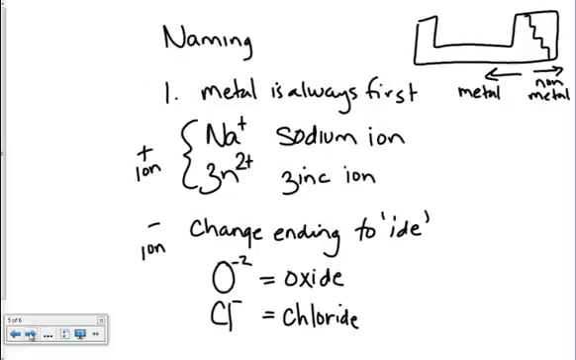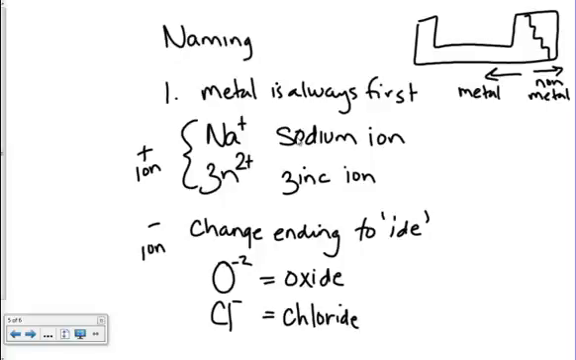Now when we name it, the metal is always going to be first. So on our periodic table, we drew a line on the right-hand side to differentiate the metals from the non-metals. Everything to the left of that is a metal. Everything to the right of that is a non-metal. So our metal is always going to be first. Our positive ions, those are our metals, are going to be first.